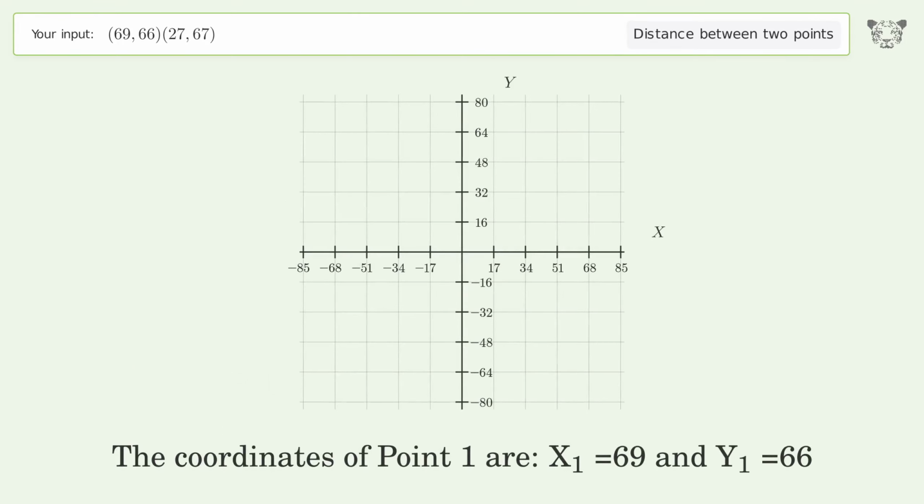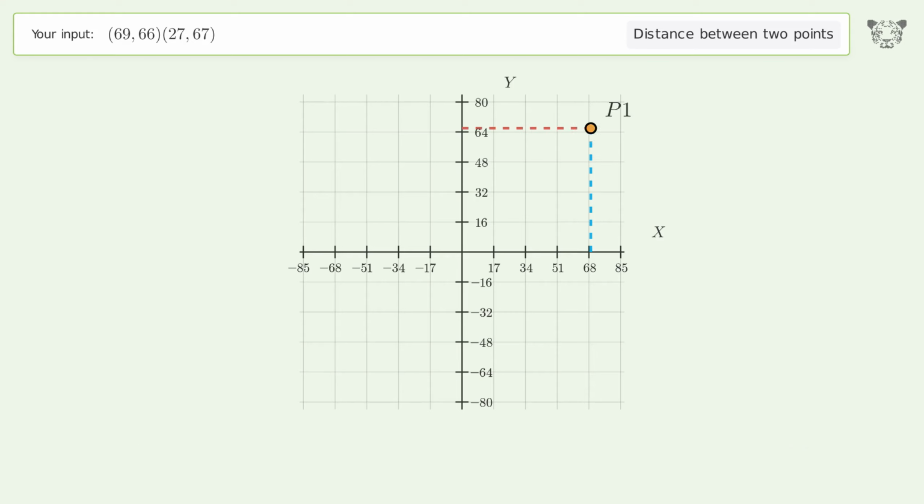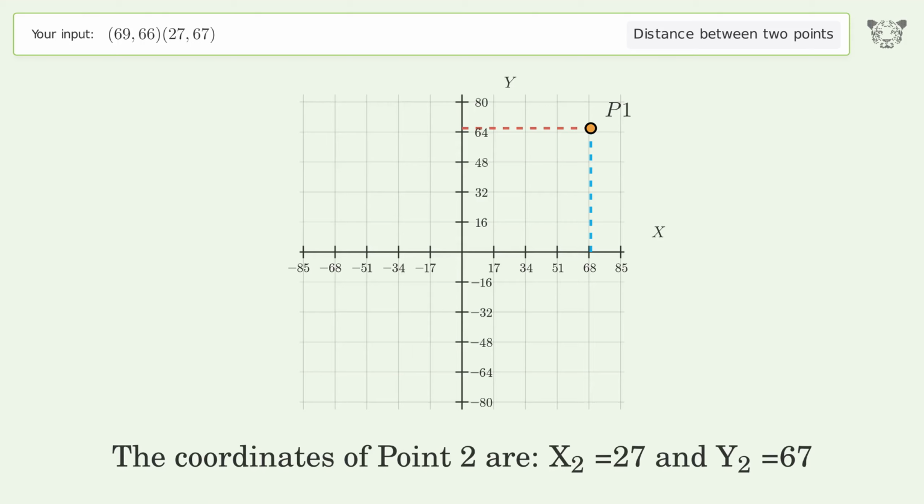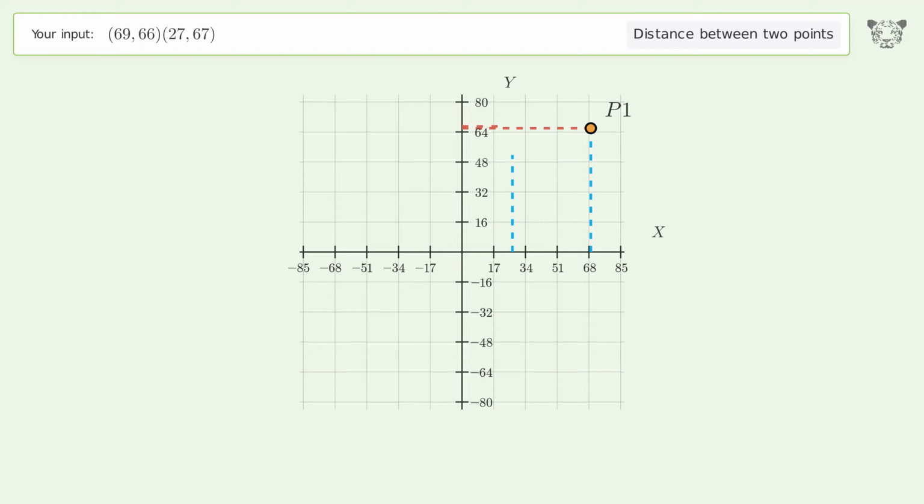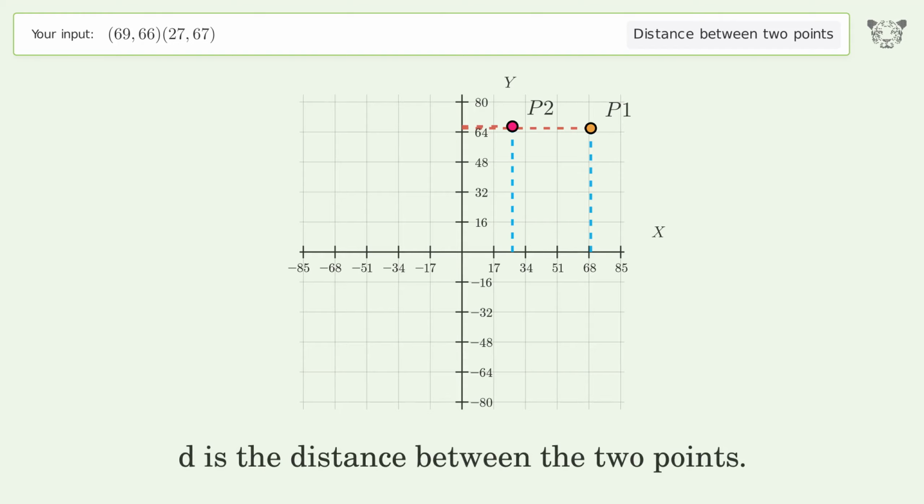The coordinates of point 1 are x1 equals 69 and y1 equals 66. The coordinates of point 2 are x2 equals 27 and y2 equals 67. D is the distance between the 2 points.